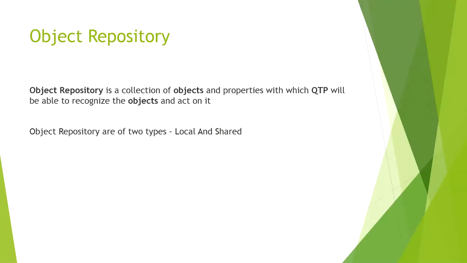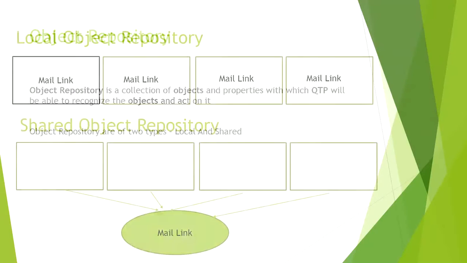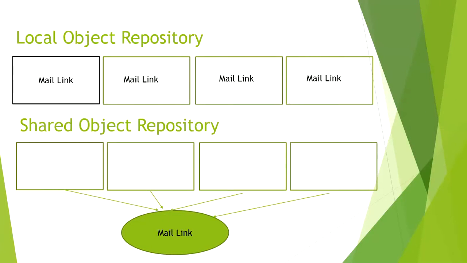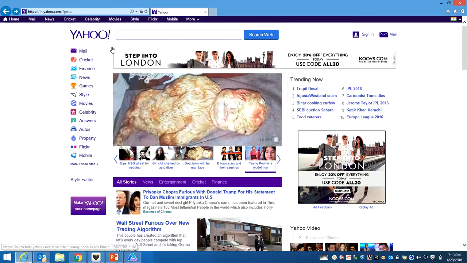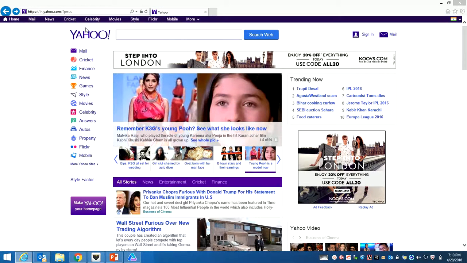Object repository is of two types. One is local and the other one is shared. Now let's understand what is local and shared object repository. For example, let's go to the Yahoo page. I am taking Yahoo today to learn about this object repository. You can see this mail link here, right?